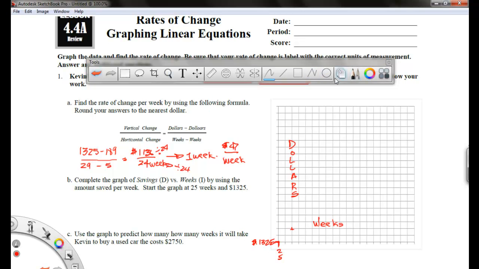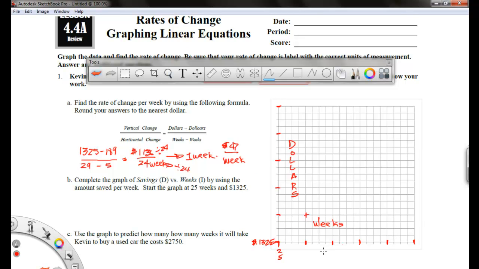Now what I'm going to do, and you're free to do whatever you want, I'm going to count mine in units of 4. So 1, 2, 3, 4 weeks. Each one of these is going to be worth 4 weeks. That means I'm going to come up here 4 units, 4 units, 4 units, and then it makes me a nice perfect square, right? Square units, because we're dealing with perfect rates of change.